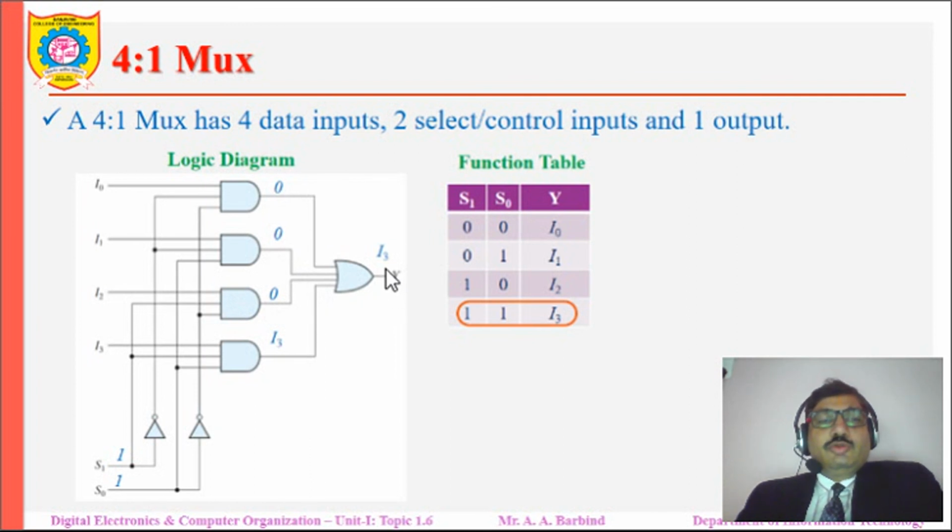So this is how the 4 is to 1 multiplexer can be implemented using AND gates and an OR gate.